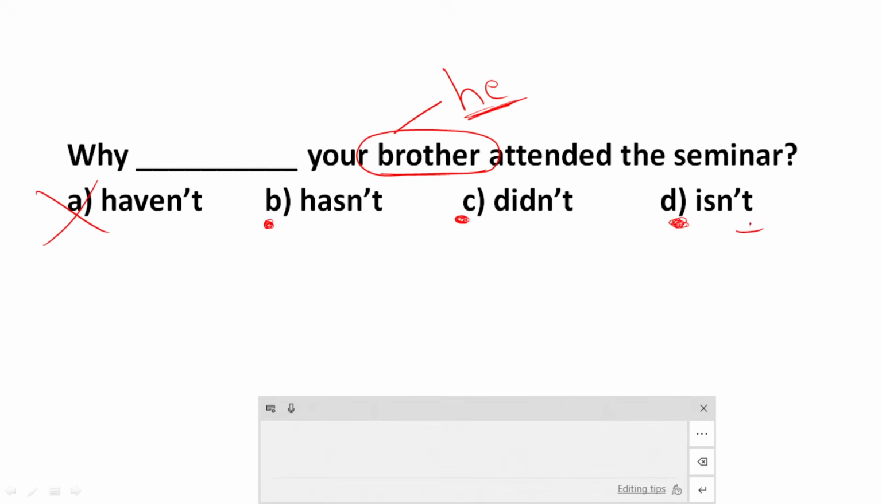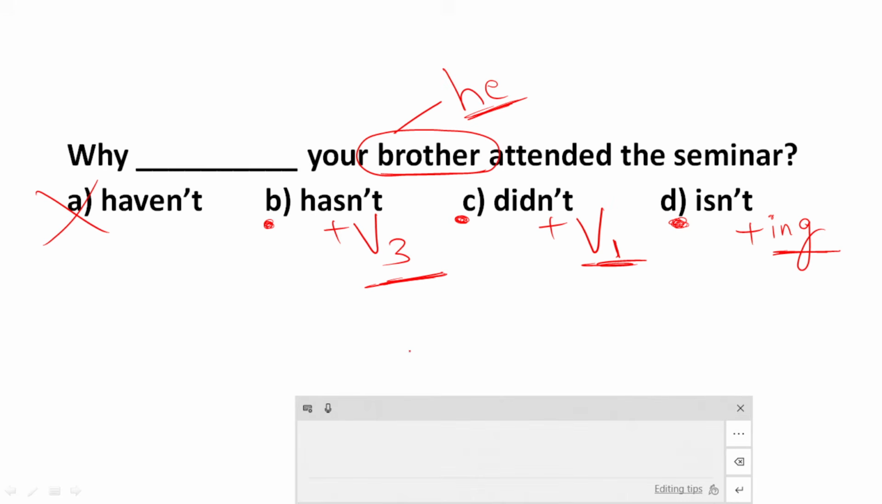But now I know that when is comes in a sentence, the verb should be always with ing. When did comes in a sentence, the verb should be always V1. When has comes in a sentence, the verb is always V3. Isn't it interesting? Because in a sentence, it's very interesting to see how the relationship exists. So now naturally here attended is already not V1. So this is gone. It is not ing. So this is gone. Now the only option left is the second option.